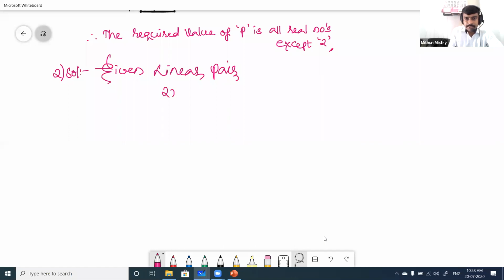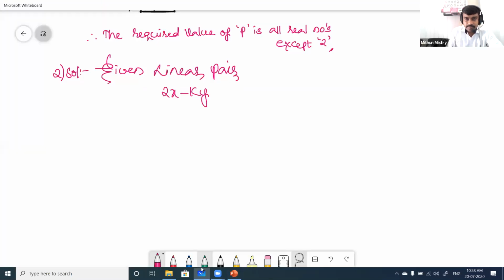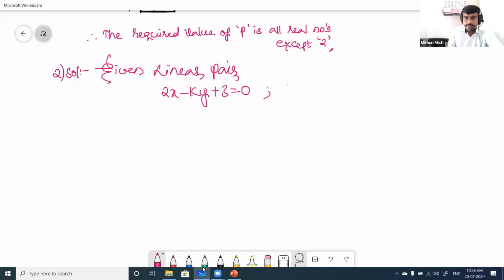2x minus ky plus 3 is equal to 0. Then a semicolon. Beside it we should write, not one below the other, 4x plus 6y minus 5 is equal to 0.